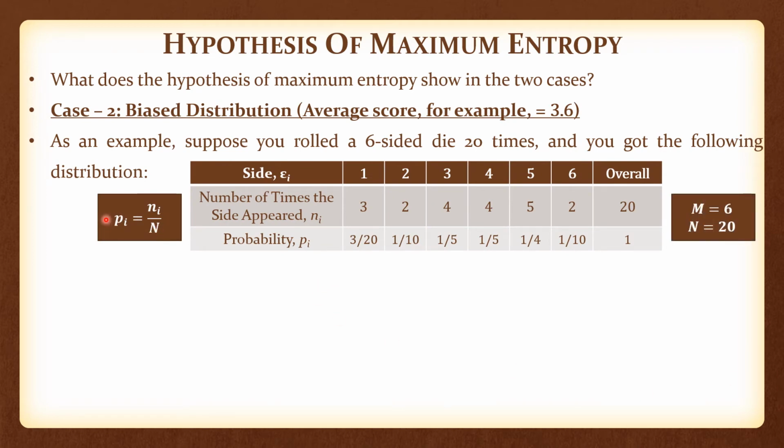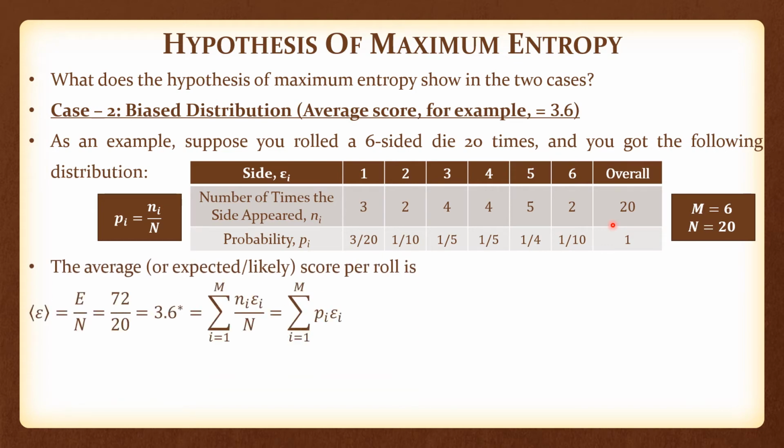If you take the probability of finding 1, that is 3 by 20, probability of finding 2 is 1 by 10, probability of finding 3 is 1 by 5, and so on and so forth. Right? The total probability is 1. The average score is basically 72, which is the total that you saw earlier, by 20, that is 3.6. That is why it is biased. Right? So this basically is sigma ni ei by n. So ni by n is of course pi, the probability, so that is sigma pi ei.